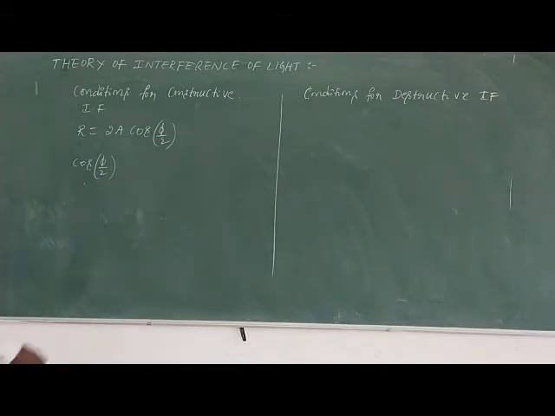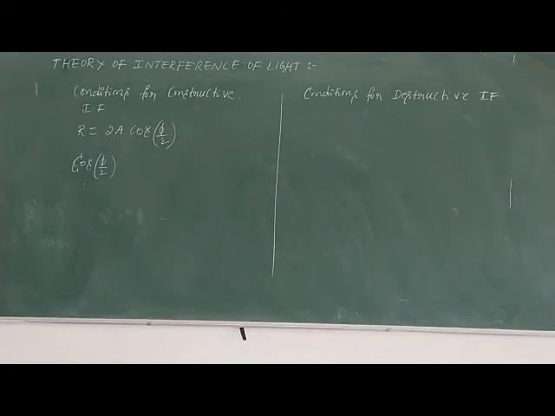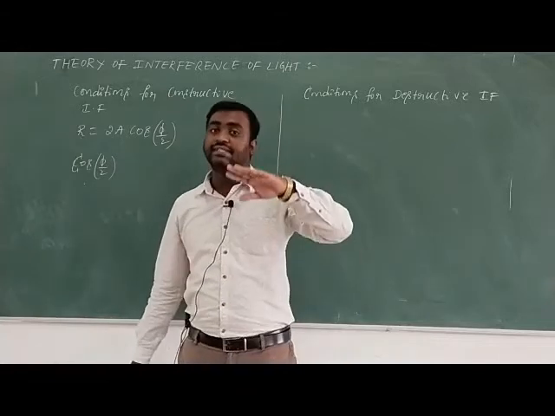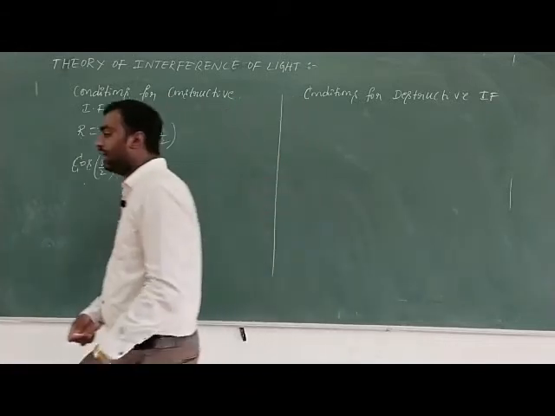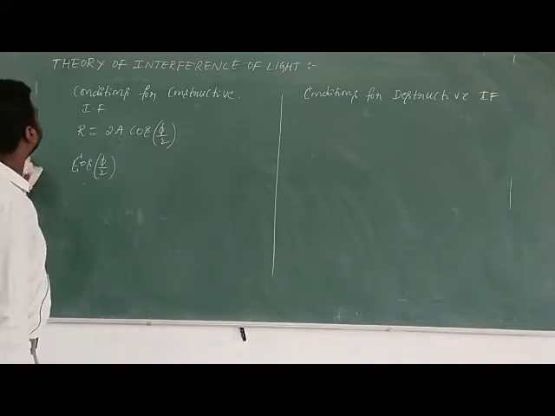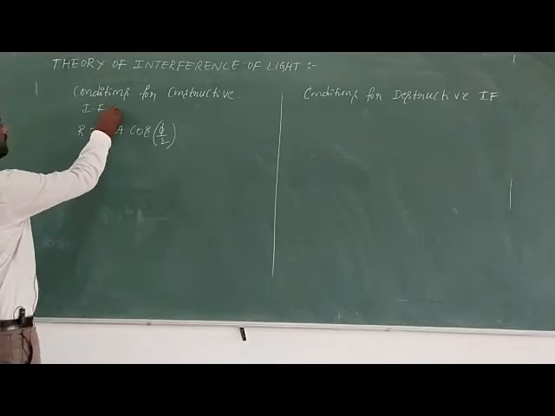If the cos pi by 2 value is maximum, what happens? When cos pi by 2 is maximum, the resultant amplitude is maximum. If the resultant amplitude is maximum, what is the intensity of the wave? The intensity of the wave is also maximum. So now you write that in constructive interference, the intensity of the wave is maximum. These are the conditions for constructive interference.